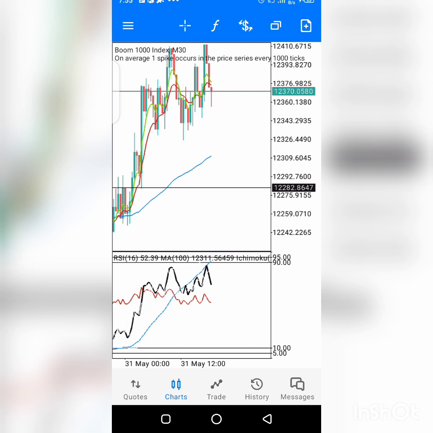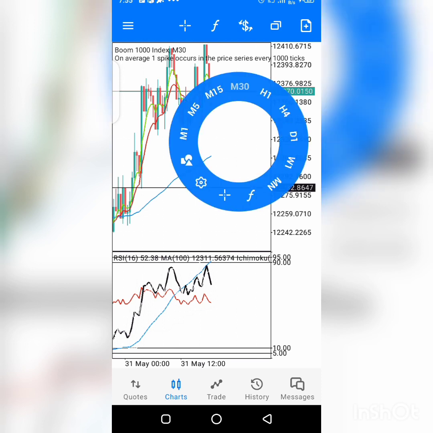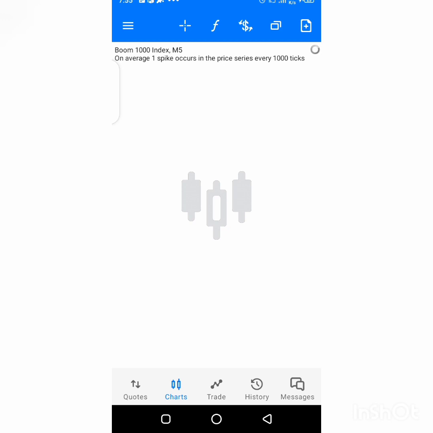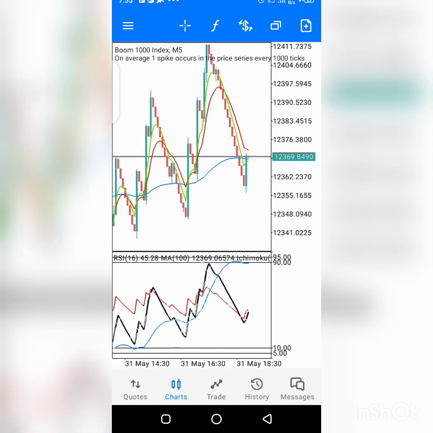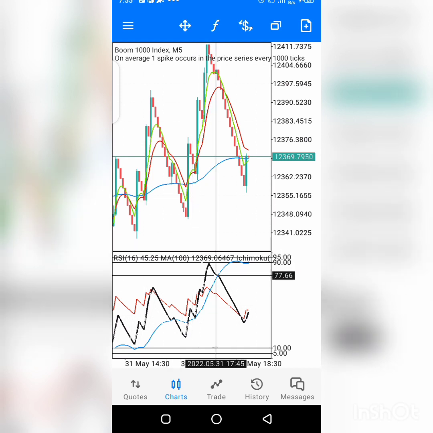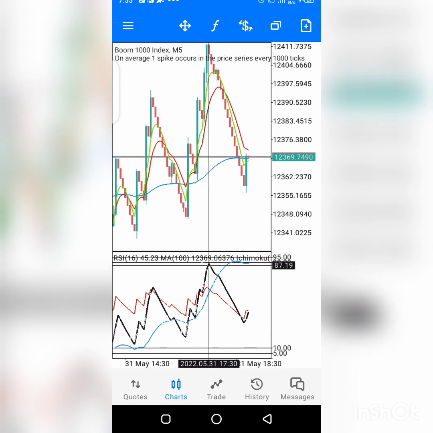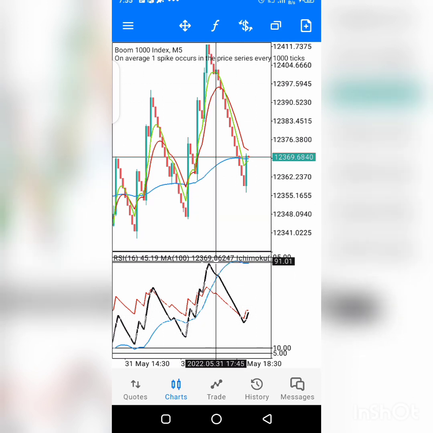Now, when scalping with this strategy, you first of all move to the 5 minutes time frame. When you move to the 5 minutes time frame, you see here, at this level, price has gotten to the overbought area, which is this place here.